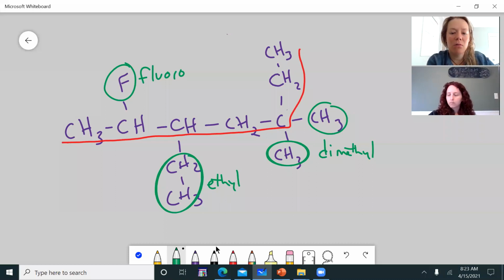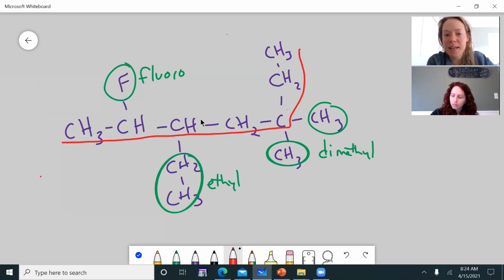So now we need to count. How do we want to count? If I go this way, my accessories will be on the 2, the 3, the 5. I like that. Versus the other way, that would put it on 3, 5, and 6. The numbers would be higher. So you always want to put it in order so the accessory numbers are lowest.